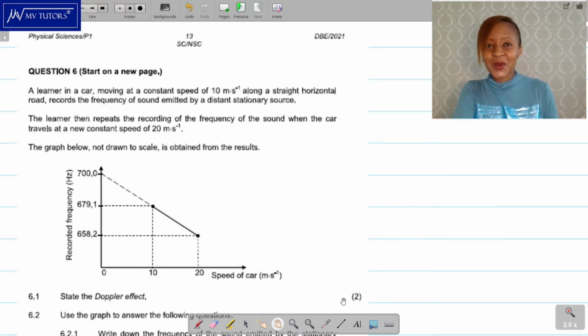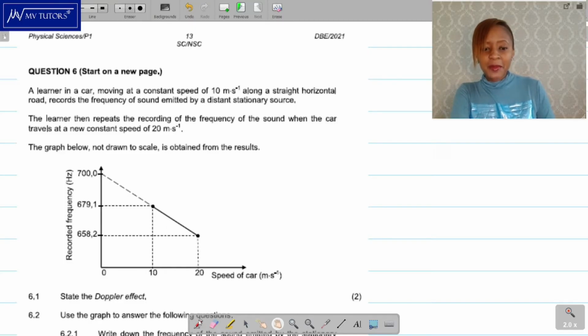Let us see what this graph is showing us. When the learner is stationary, there's a frequency of 700 hertz. At a constant speed of 10 meters per second, the frequency is 679.1 hertz. And at 20 meters per second, it is 658.2 hertz. So the frequency is decreasing. What does that tell you? It tells you that the student is moving away from the source of sound.